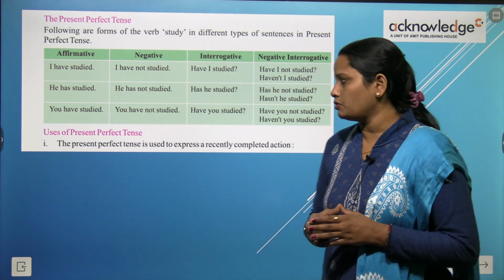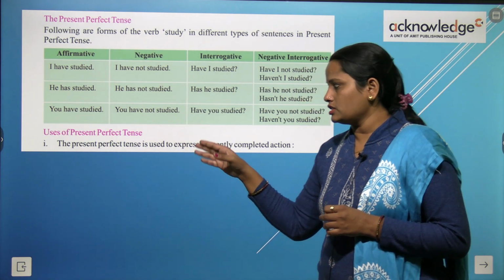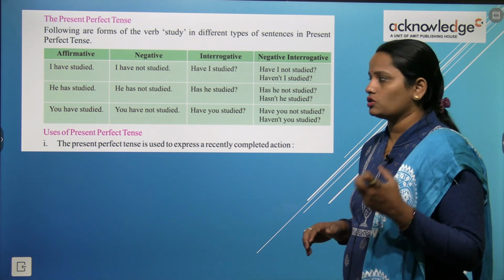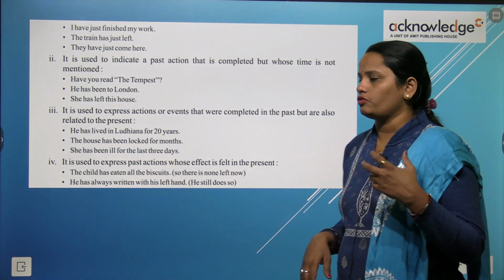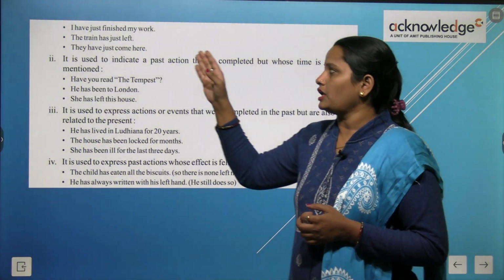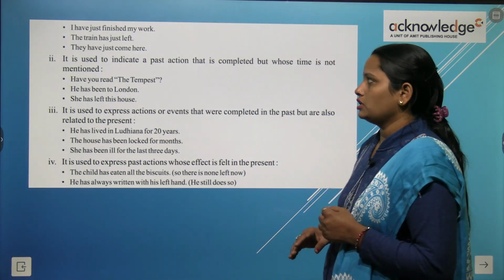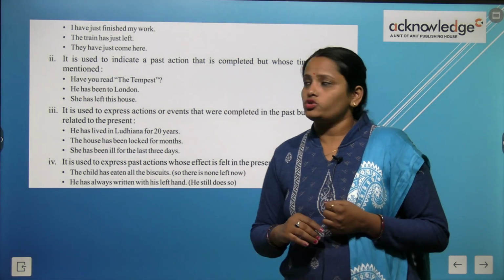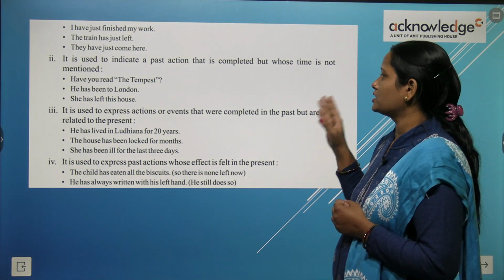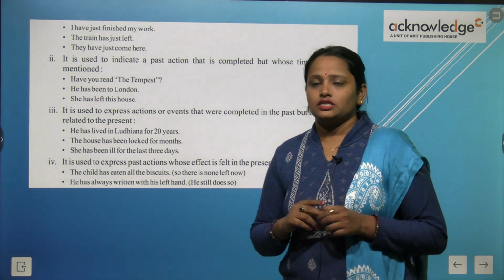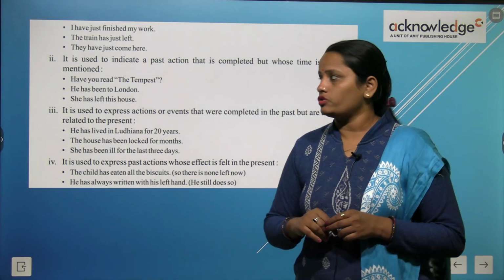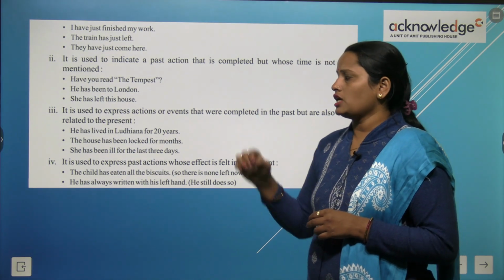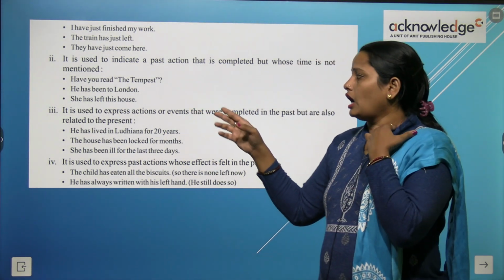Now the uses of present perfect tense are: the present perfect tense is used to express a recently completed action. एक तुरंत ही खत्म हुए action को describe करने के लिए हम present perfect tense use करते हैं. For example, I have just finished my work. The train has just left. They have just come here. It is used to indicate a past action that is completed but whose time is not mentioned. Have you read The Tempest? He has been to London. She has left this house. अब third point क्या कह रहा है?